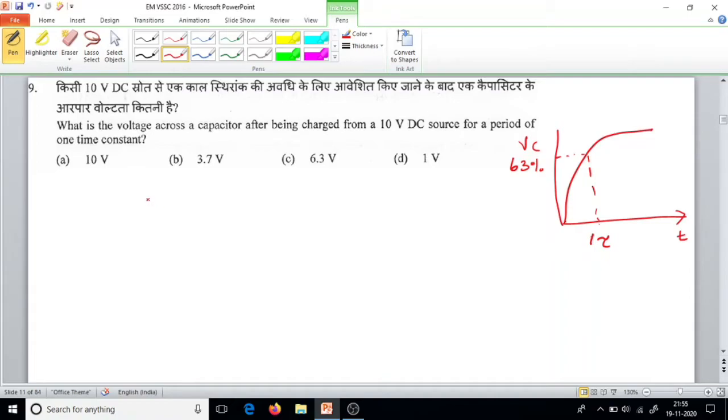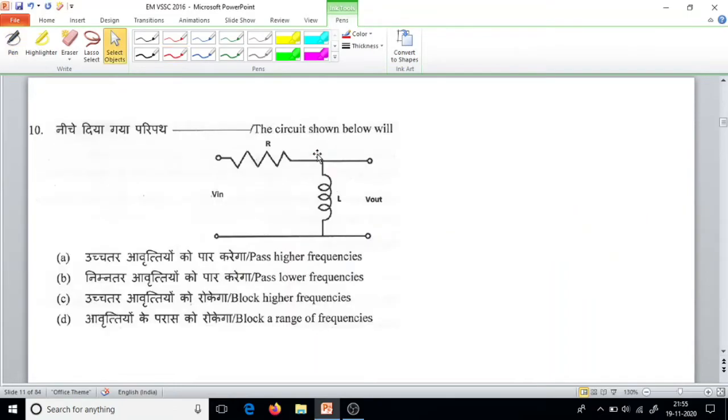So Vc after one time period equals 0.63 multiplied by 10 volt. It comes to 6.3 volt. So the answer is option C.